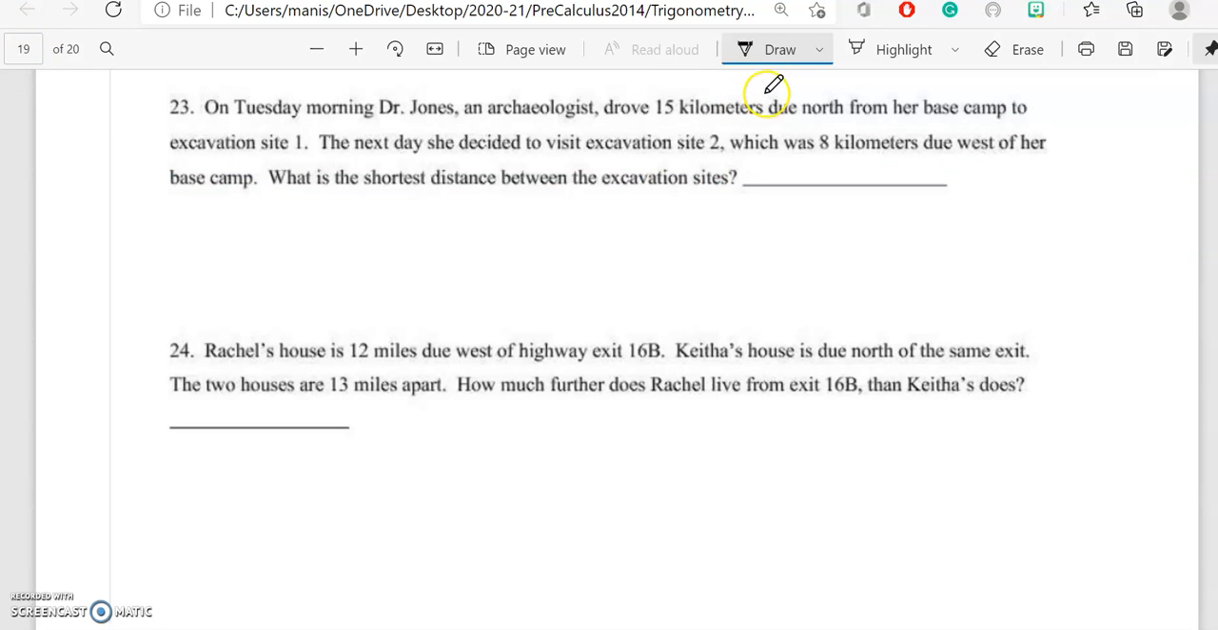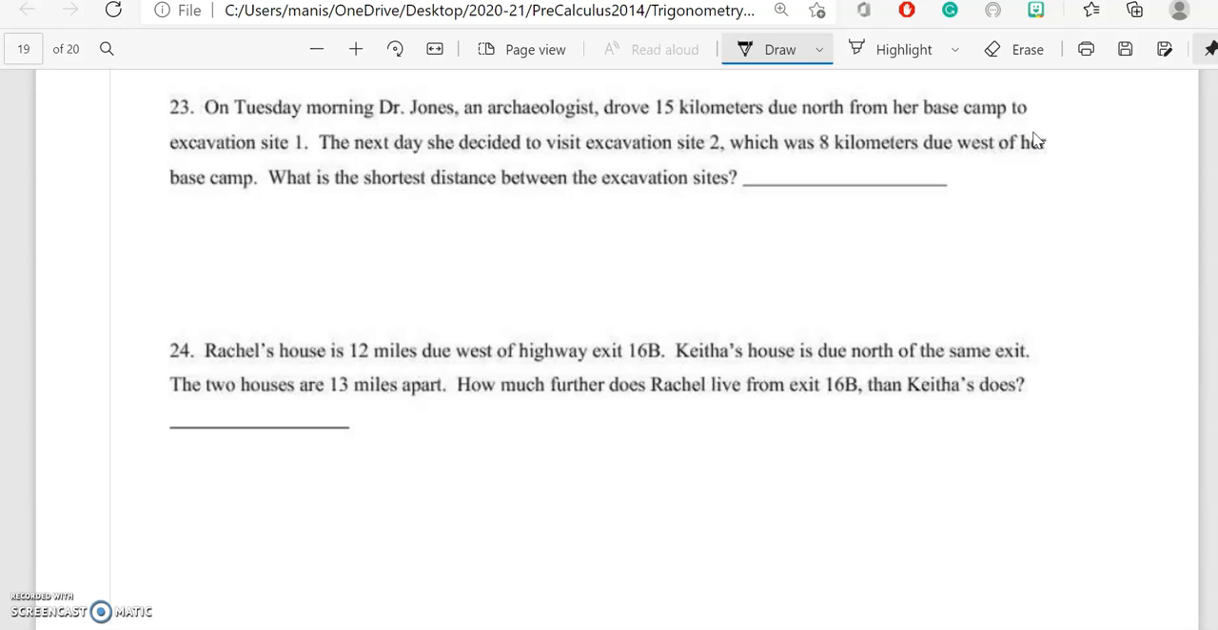On Tuesday morning, Dr. Jones, an archaeologist, drove 15 kilometers due north from her base camp to excavation site 1. The next day, she decided to visit excavation site 2, which was 8 kilometers due west of her base camp. What is the shortest distance between the excavation sites?